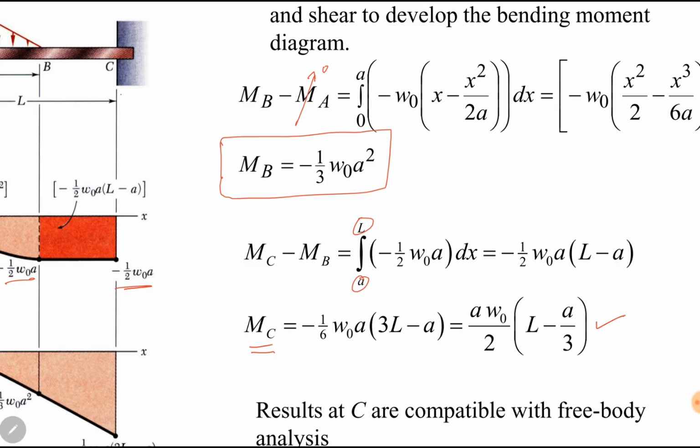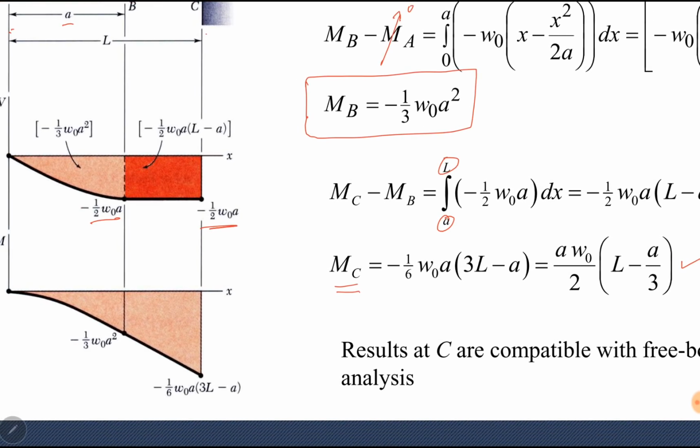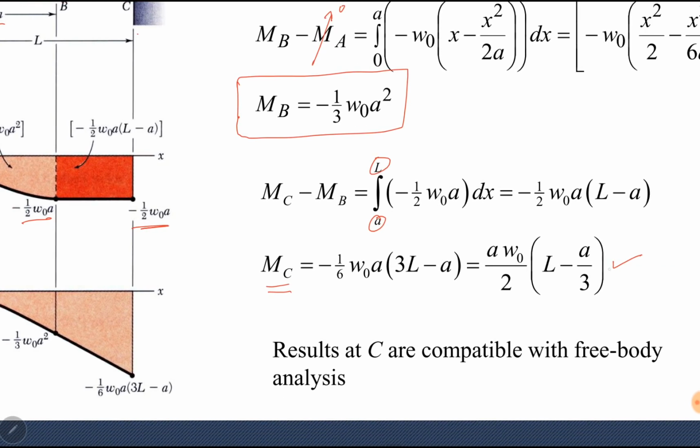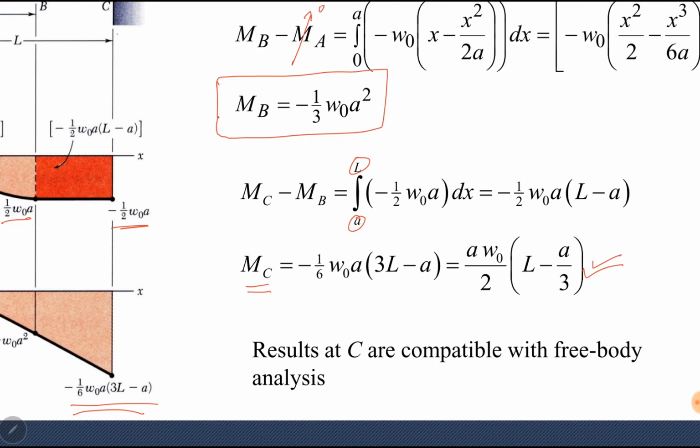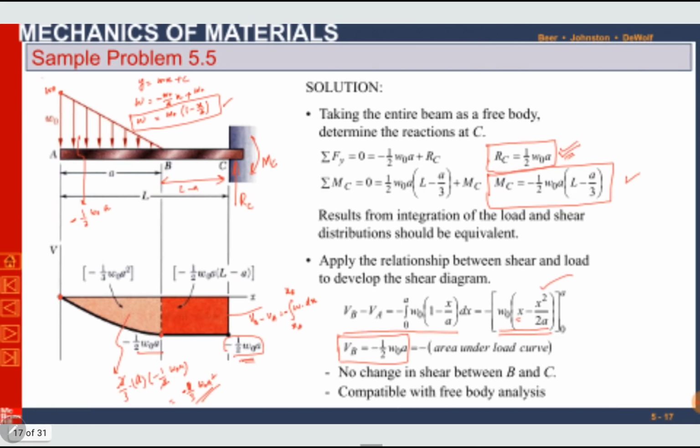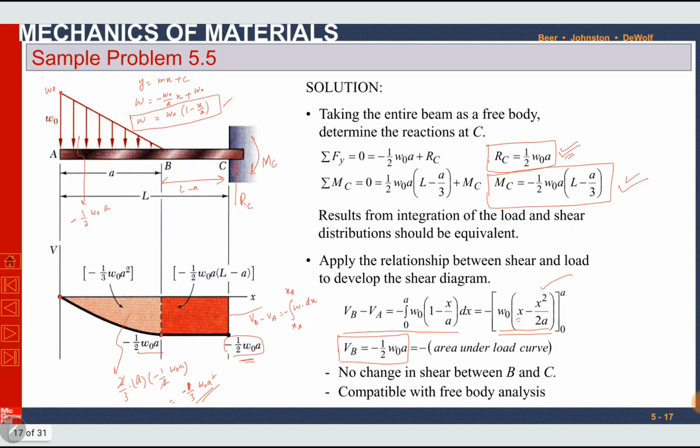This value after simplification, here it is, this value and this are the same. Okay. The results at C are compatible with the free body diagram analysis. How are they compatible with the free body diagram analysis? This value of moment is the same as the moment found at C using equations of equilibrium.